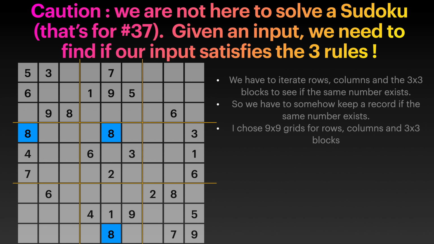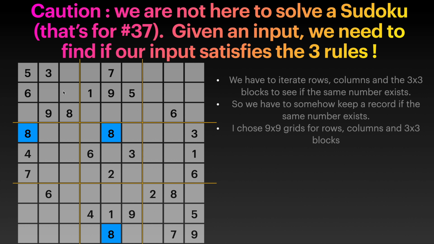I mentioned this before: for this row, the fourth row, we have 8 and 8, so we have a repetition, and that makes this Sudoku invalid. And for this column we see the same 8 and 8, so that makes this Sudoku invalid. So we somehow have to keep a record of whether the same number exists, and I chose a 9 by 9 matrix, and 3 of them actually, for rows, columns, and blocks.